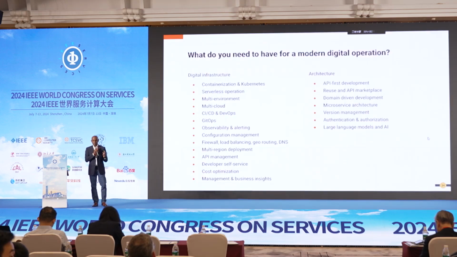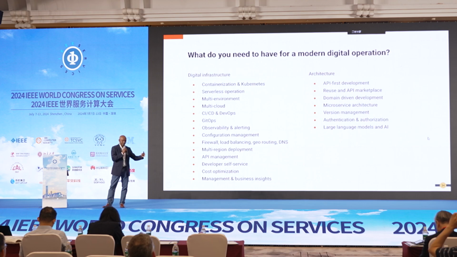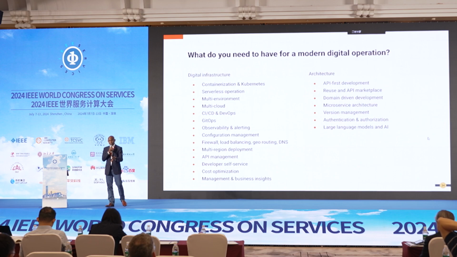So I look at this on two different sides. One is the digital infrastructure that you need, the computing infrastructure in order to develop, build, and operate software. On the other side, the modern architectural principles that you need to have. So digital infrastructure, everything goes from containerization to Kubernetes to serverless, multiple environments. There's a whole bunch of stuff. And this is not a full list even. Right? If you're going to build enterprise applications and manage enterprise applications, you have to have solutions for all of these things, all working together into a single whole.